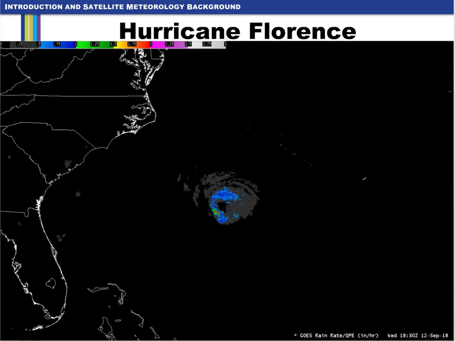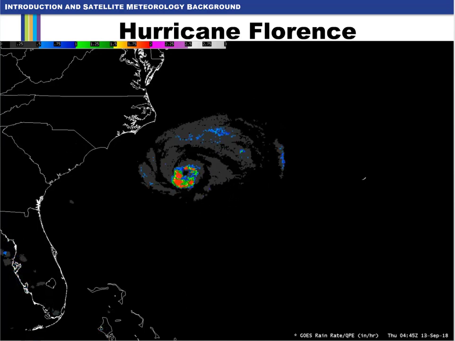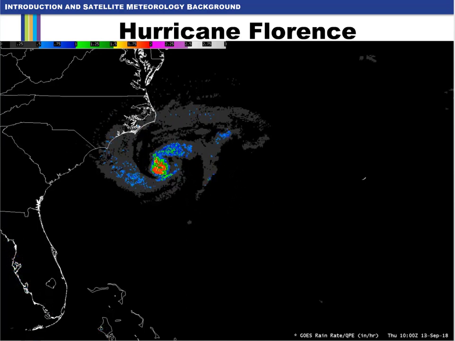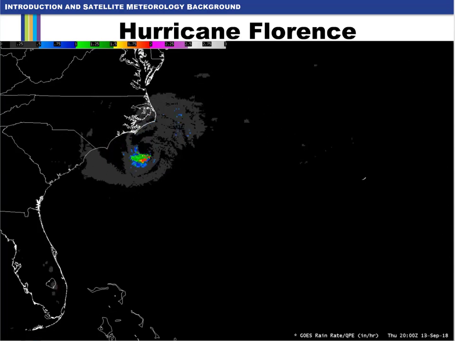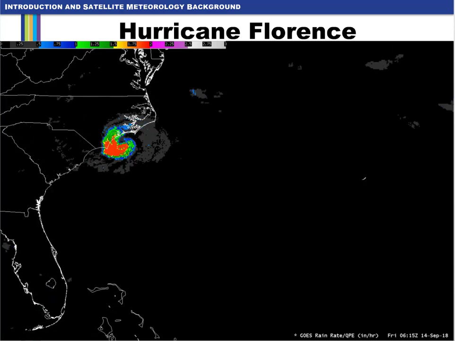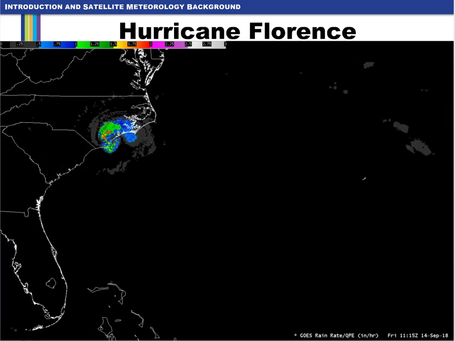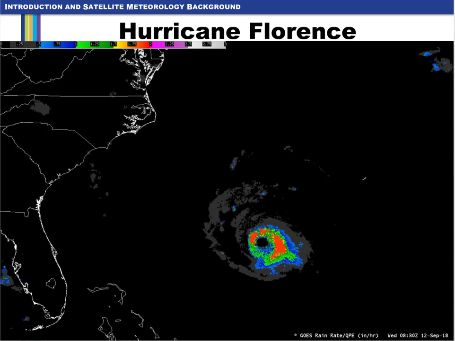Here's the GOES-R rainfall rate animation for Hurricane Florence. Note that the areal coverage of the highest rainfall rates is not as high as Hurricane Michael. Instead, we see bursts in higher rainfall rates. Recall that unlike Michael, storm motion slowed down considerably as it approached land, leading to significant flooding in the Carolinas.